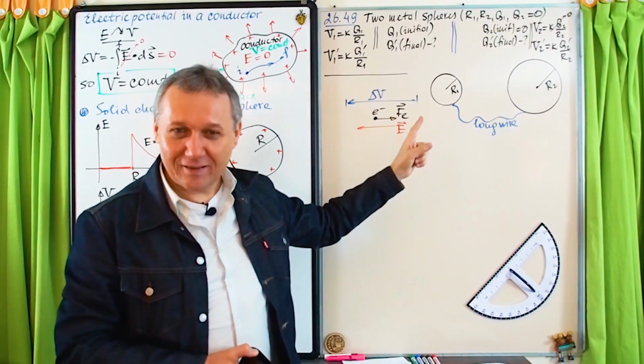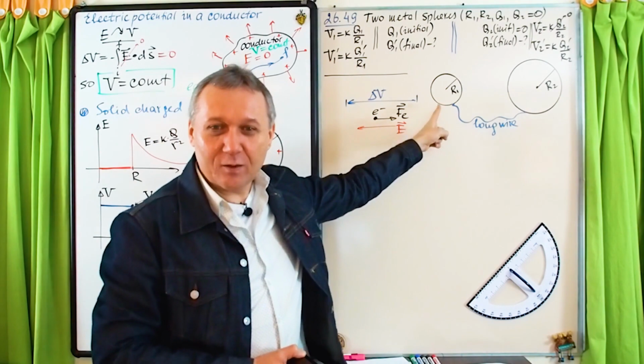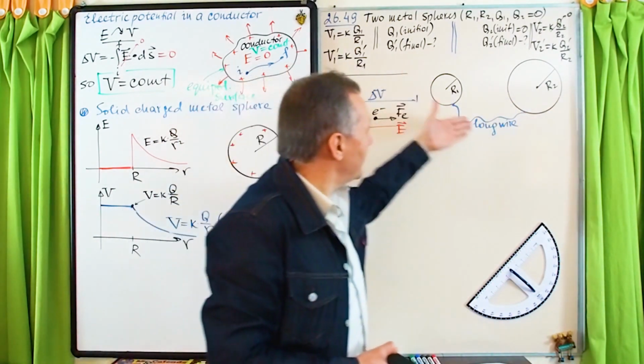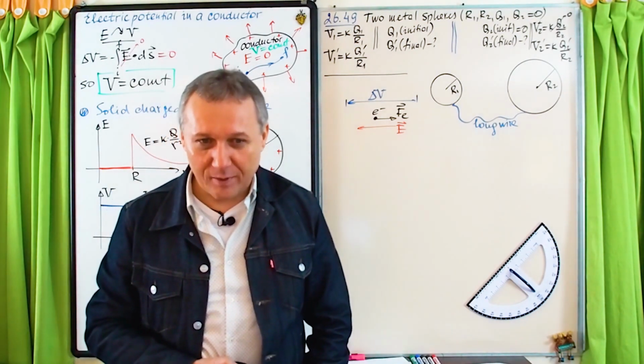what? When the electric potential of this sphere will be equal to the electric potential of that sphere, so that the potential difference would be 0 between these spheres. Make sense?